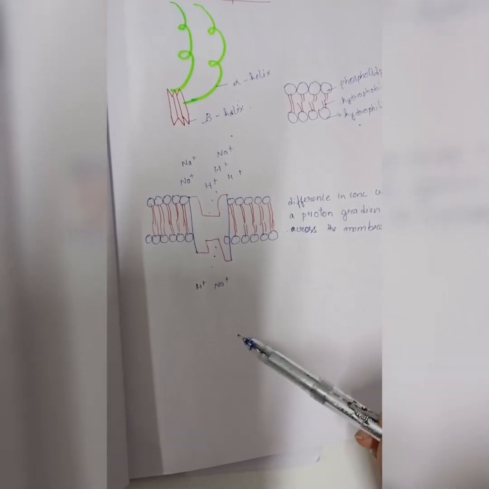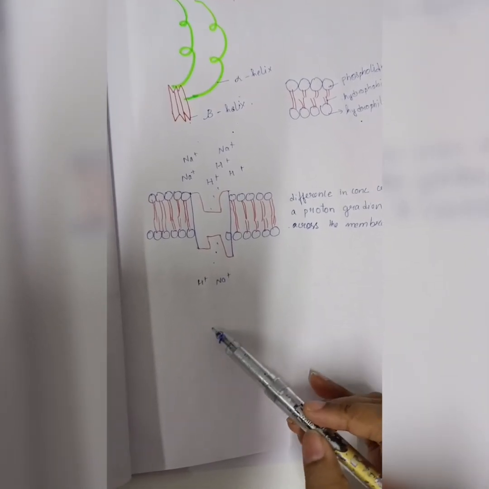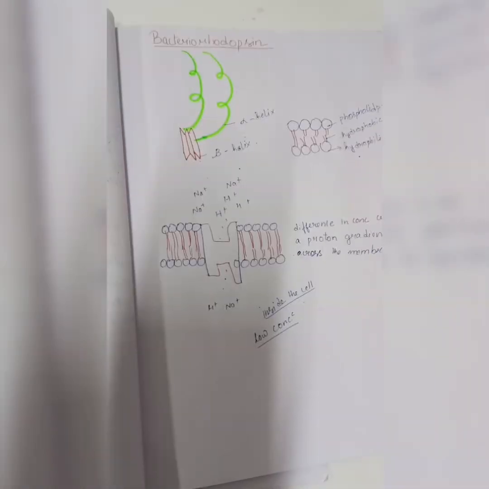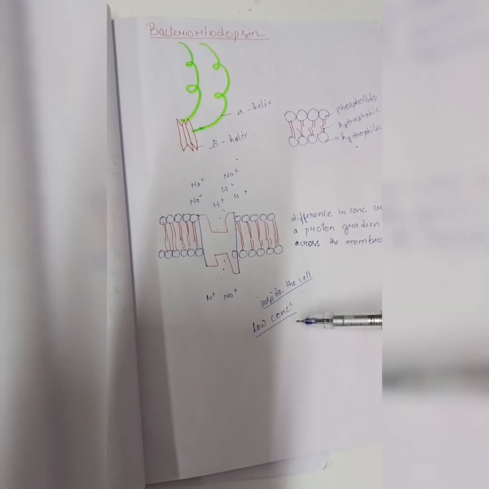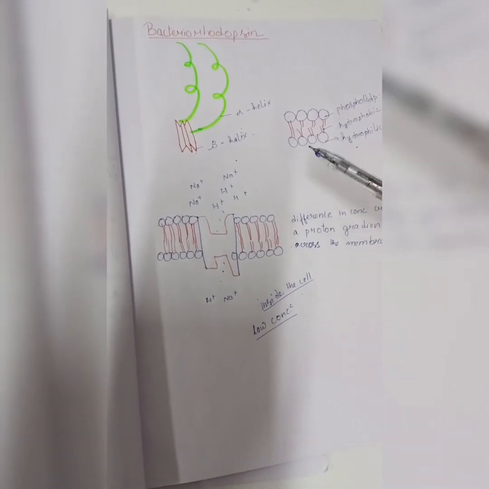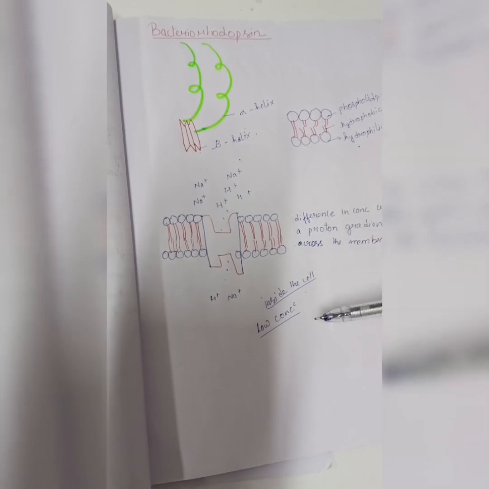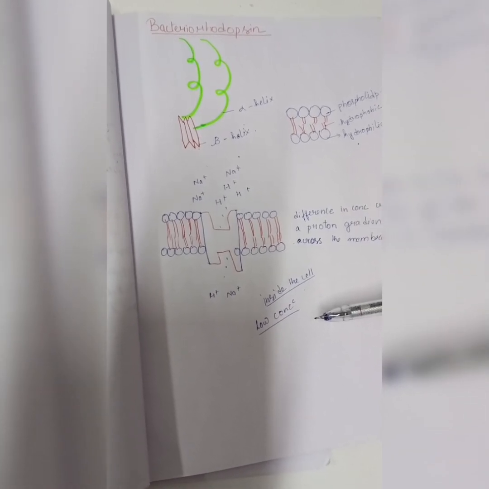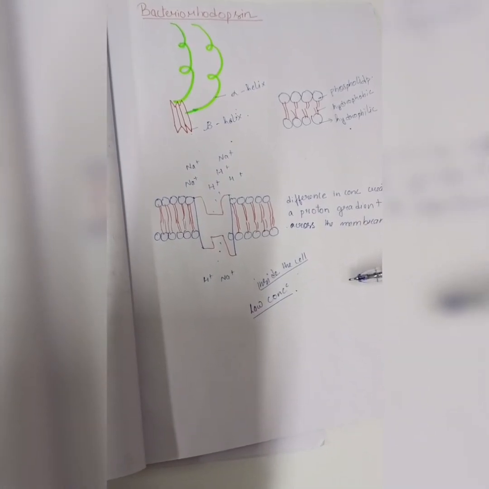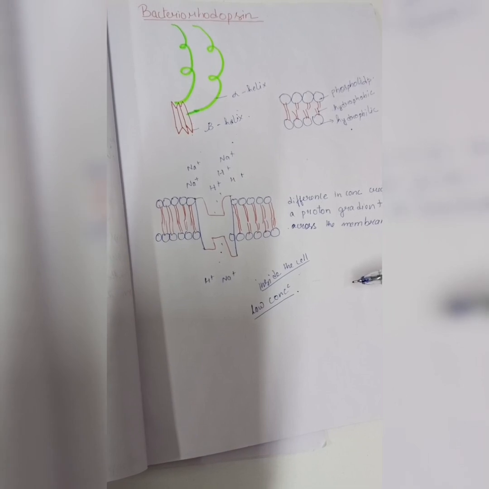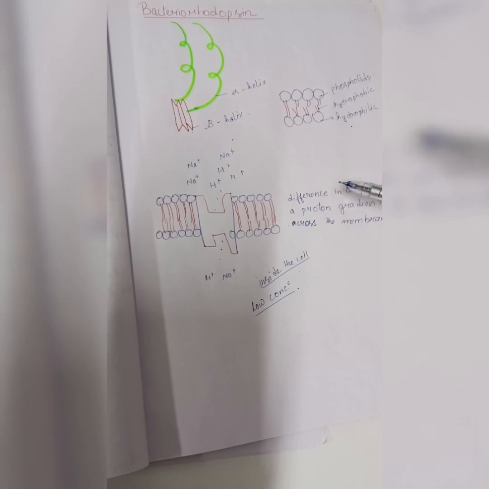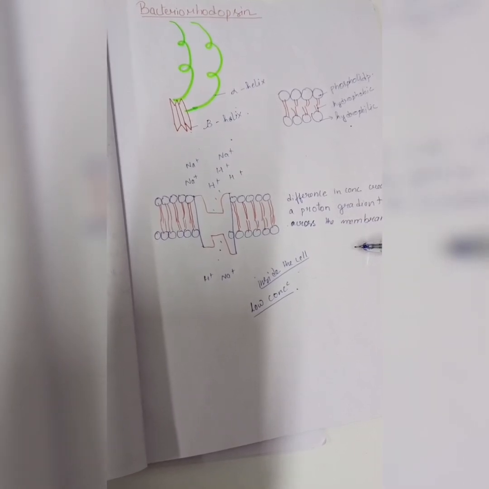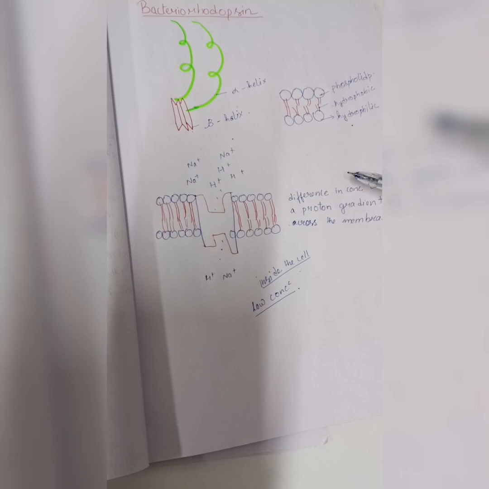Bacteriorhodopsin pumps out ions that are inside. So you can see here, bacteriorhodopsin pumps out the ions that are inside the cell to the outside. This is the outside part and that's the inside of the cell. So what does bacteriorhodopsin do? Bacteriorhodopsin pumps out ions that are inside the cell to the outside of the cell to create a potential gradient between the inside and outside of the cell.